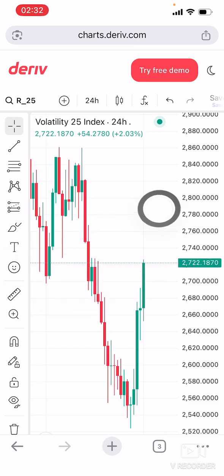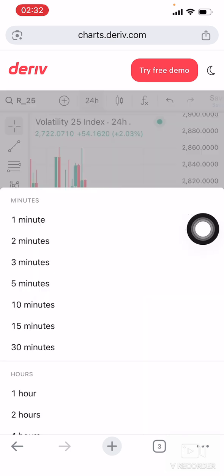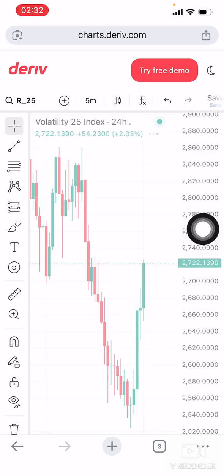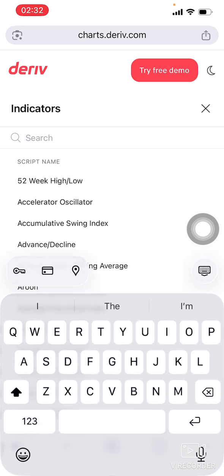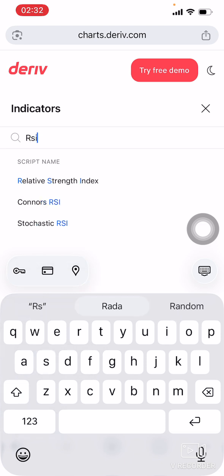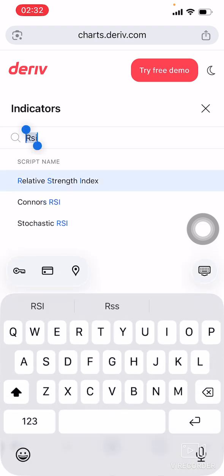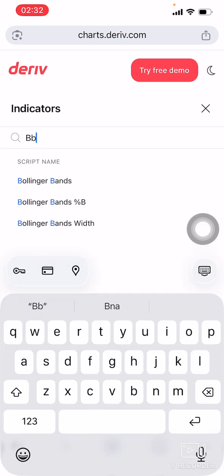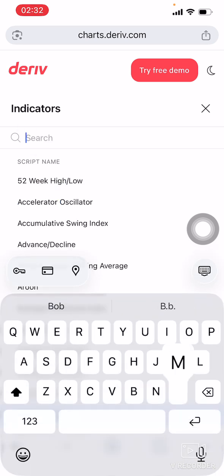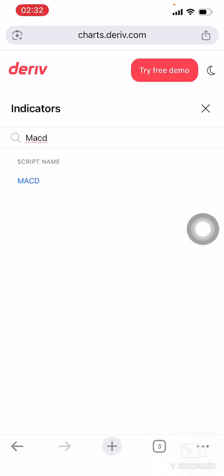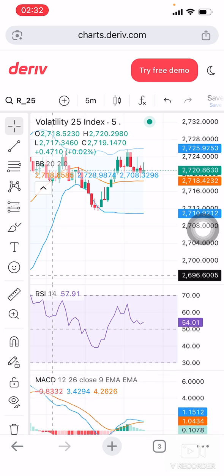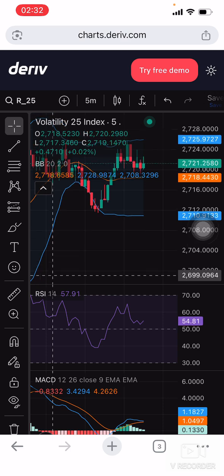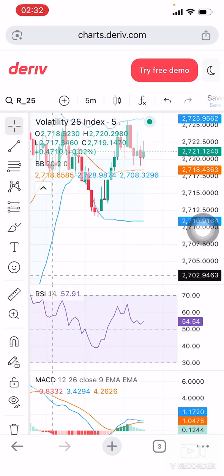The first thing, you're going to change our time frame to 5 minutes. Then we're going to be using these indicators. These are the only indicators you're going to be using. The first indicator will be the RSI, then our second indicator Bollinger Bands, then the third indicator will be MACD. As simple as that. Those are the only indicators we are going to be using if we are going to be trading this market. I hope you can see clearly.